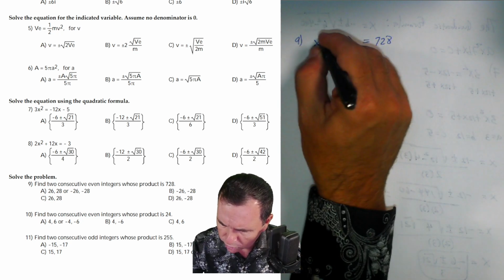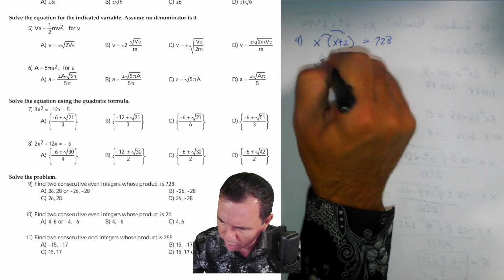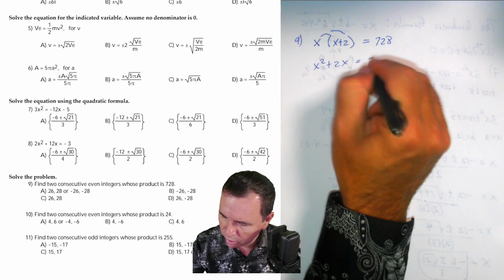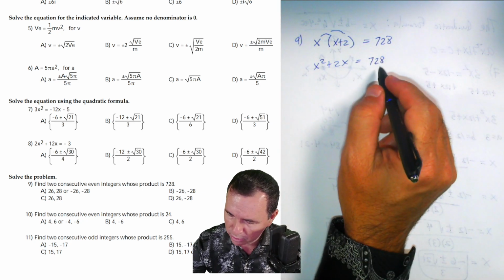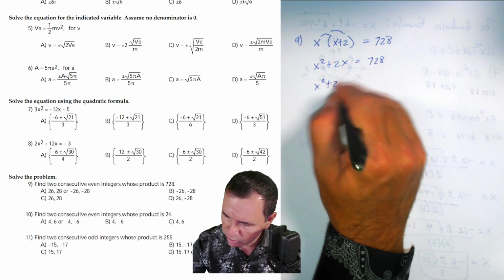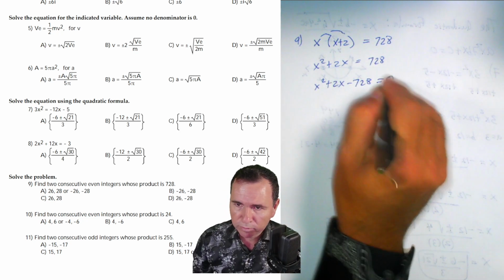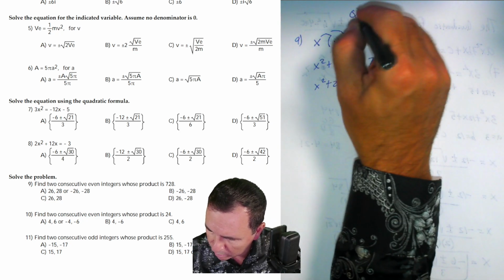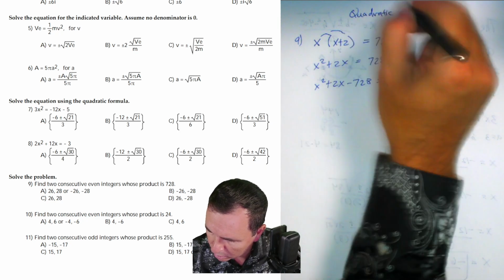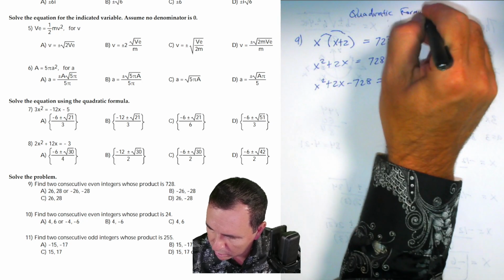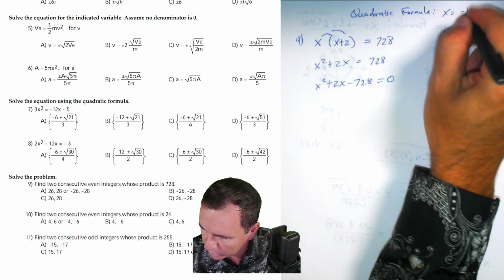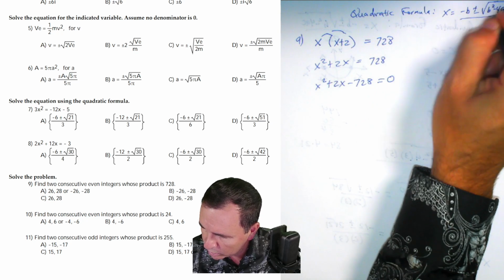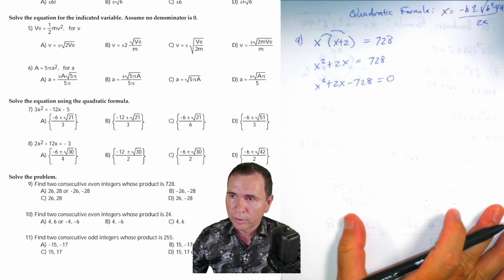Then you're going to distribute: x squared plus 2x. X times x is x squared. X times 2 is 2x. Then you're going to zero out the right side. X squared plus 2x minus 728 equals 0. Then what? Well, then we're going to use the quadratic formula again, right? Quadratic formula, what does it say? X is equal to negative b plus or minus the square root of b squared minus 4ac all over 2a. Make sense?